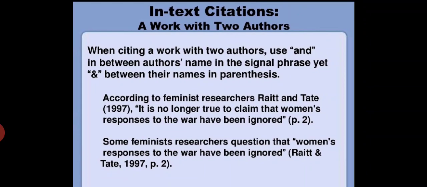In-text citation, a work with two authors. When citing a work with two authors, use 'and' in between author names in the signal phrases, yet use '&' between their names in parentheses.